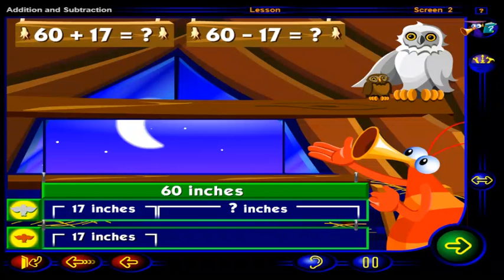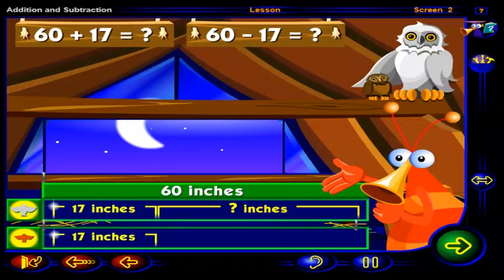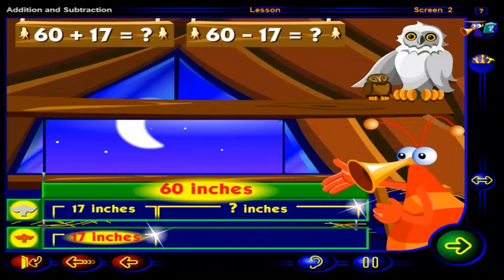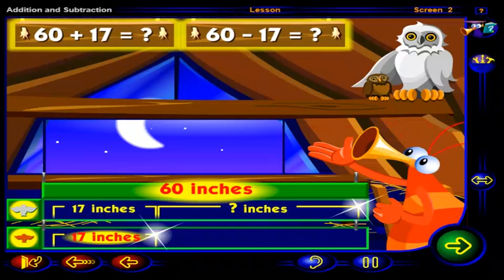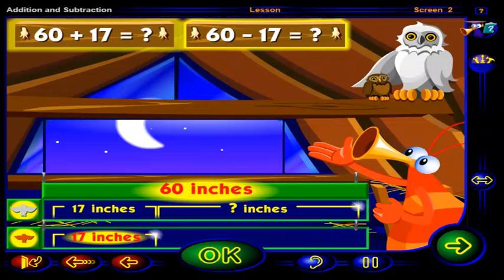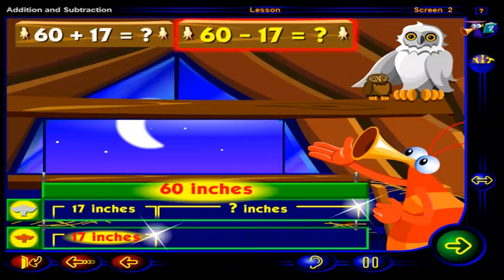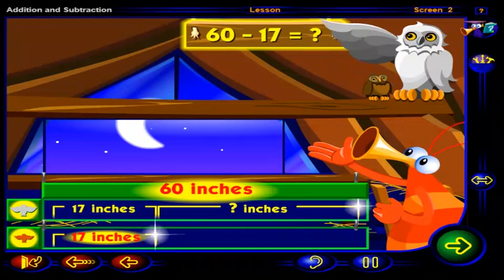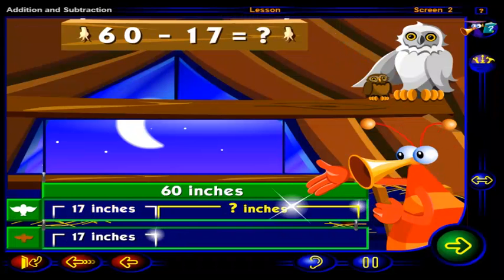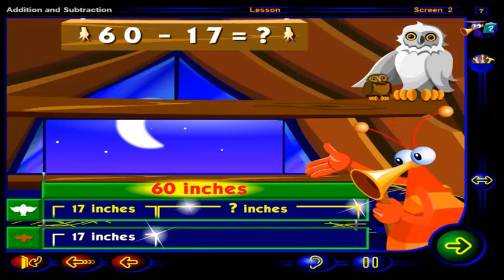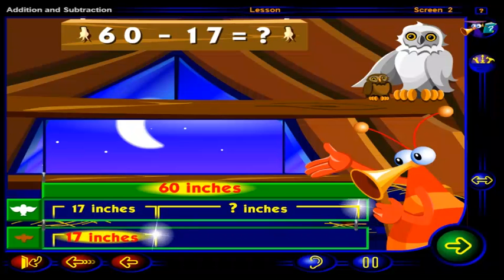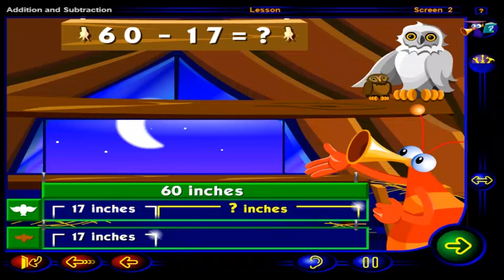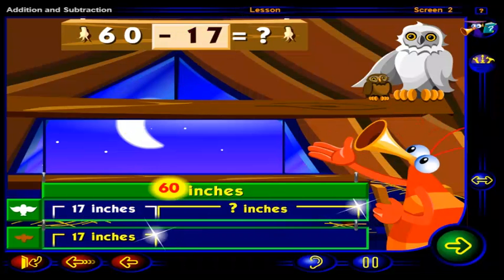Which number sentence can you use to find the difference between the lengths of these wingspans? Click on a number sentence, then click OK. That's right. You can use this number sentence. This part is the difference between 60 inches and 17 inches. So to find the difference in the lengths of the wingspans, we can subtract 17 from 60.